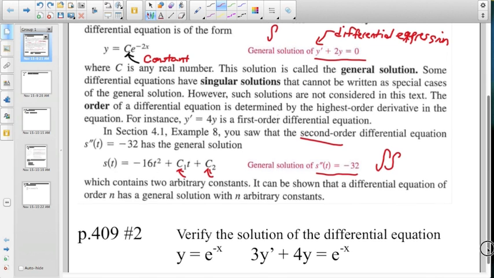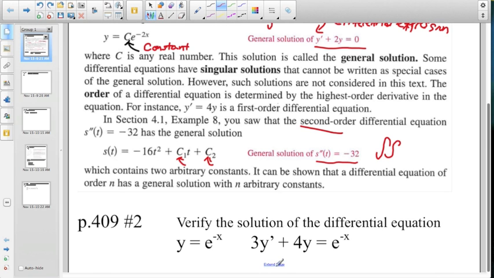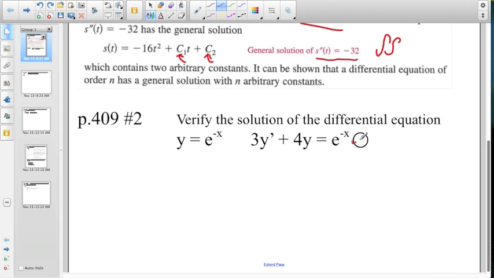If we want to verify if something is a solution to a differential equation, we need a differential expression, and we need something to plug into that differential expression. So this is the expression for y. We need to come up with an expression for y prime. So go ahead and take the derivative, which is minus e to the minus x. Now we have expressions for both, and we can just plug those in. So we have 3 times the quantity minus e to the minus x plus 4 times the quantity e to the minus x.